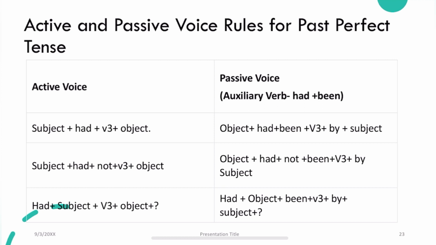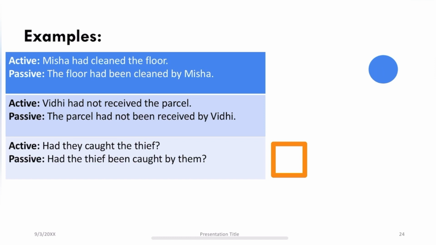When we make the negative sentence in the same tense, the structure of the passive voice will be object plus had not plus been, then third form of the verb and then by subject. The last will be had plus object, then been, then third form of the verb and by subject, and again a question mark.